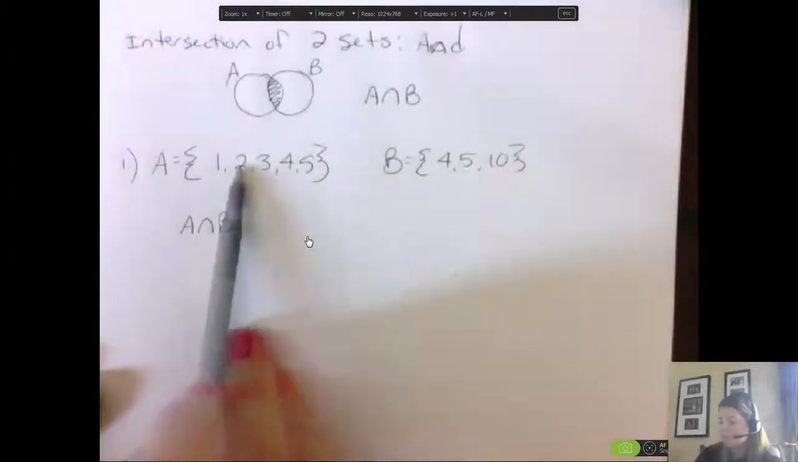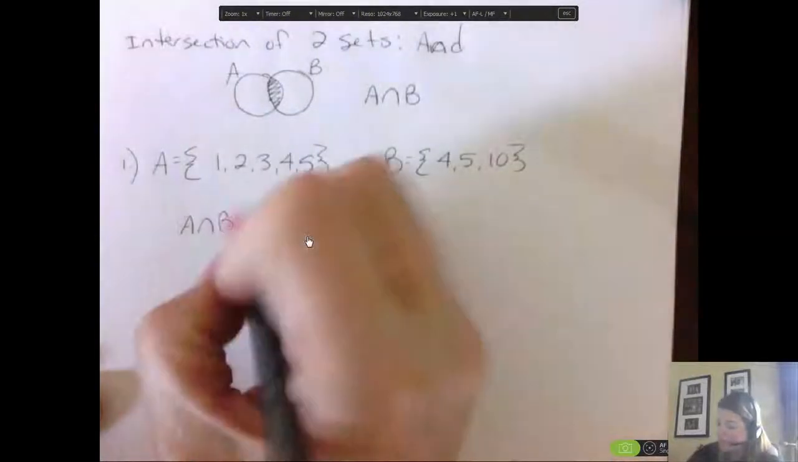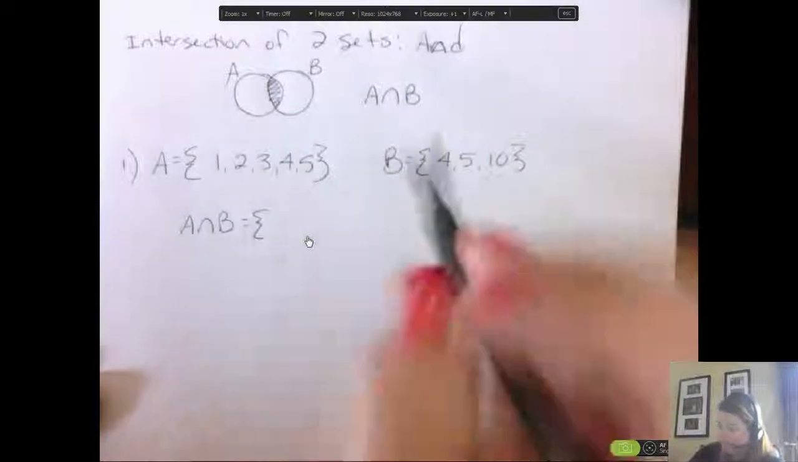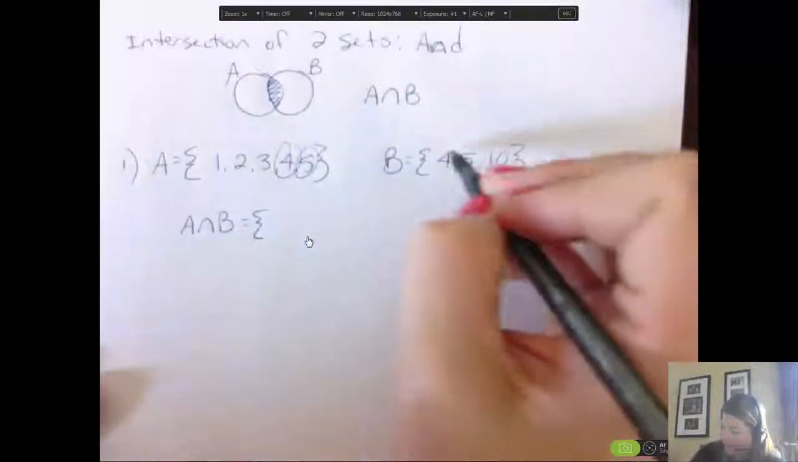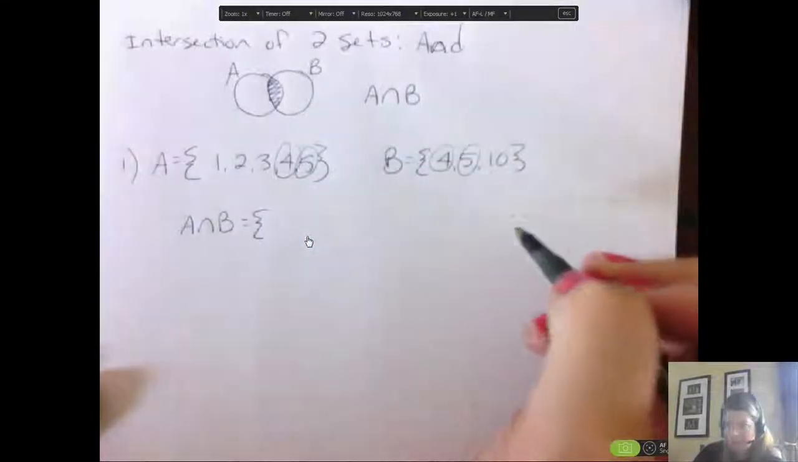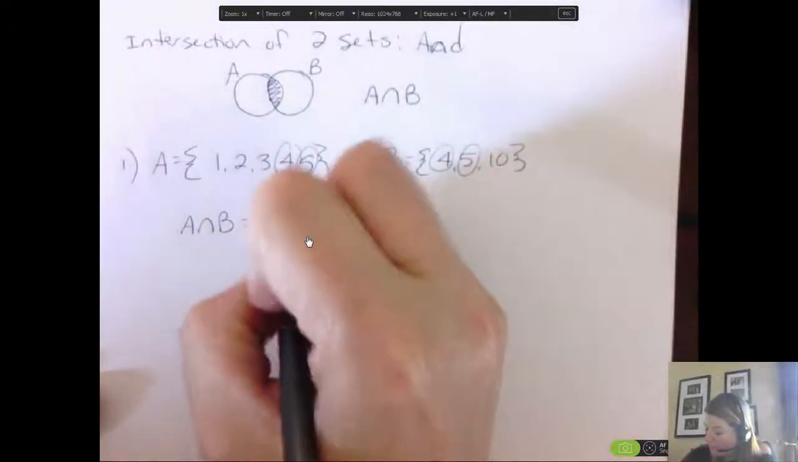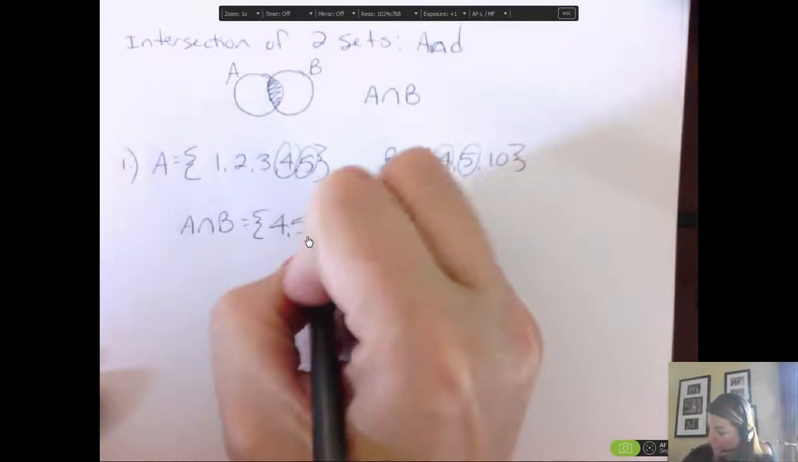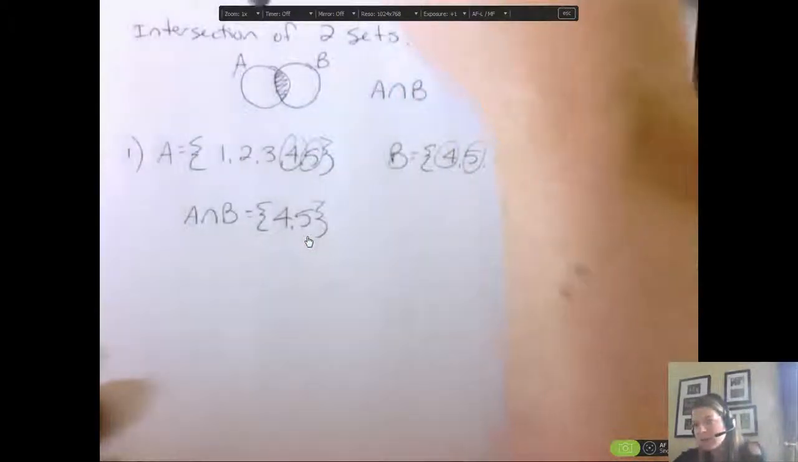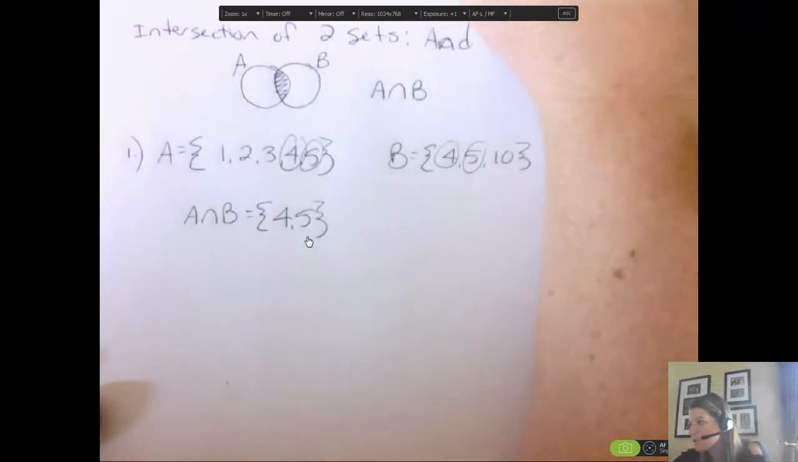When you're given a set, you can probably pick it out easily. This is going to equal a set, and you'll put a comma between each one. So what do they have in common? They have 4 and 5. This one has 10, that one doesn't. That one has 1, 2, 3, that one doesn't. So the set would be 4, 5, the intersection of those two. I didn't realize it would show my arm.